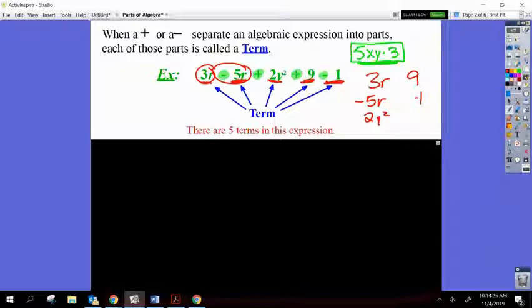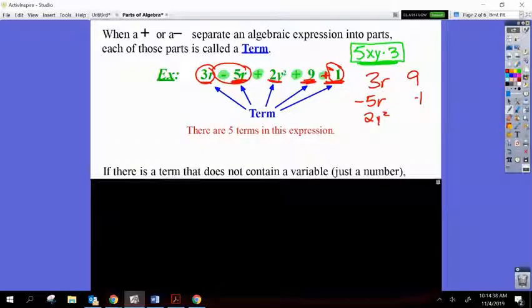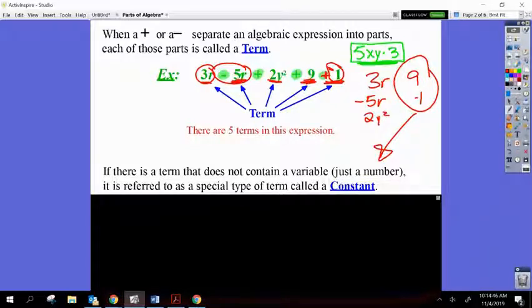Again, you might say it's not a negative 1, subtract 1. Once again, keep, change. It's a plus negative 1. So it's a negative 1. There are 5 terms. Breaking down those terms, if there is a term that does not contain a variable, in other words, it's just a number like those two guys, those are called constants.